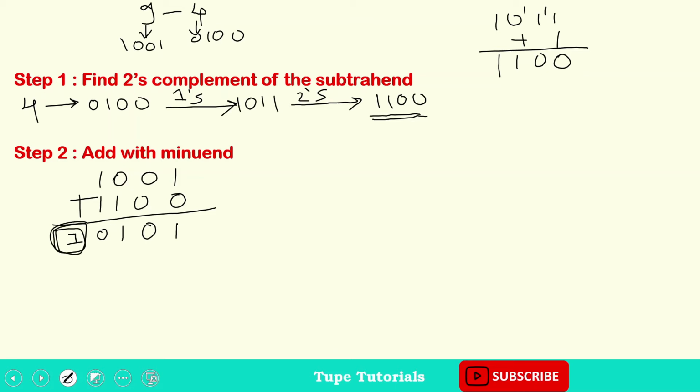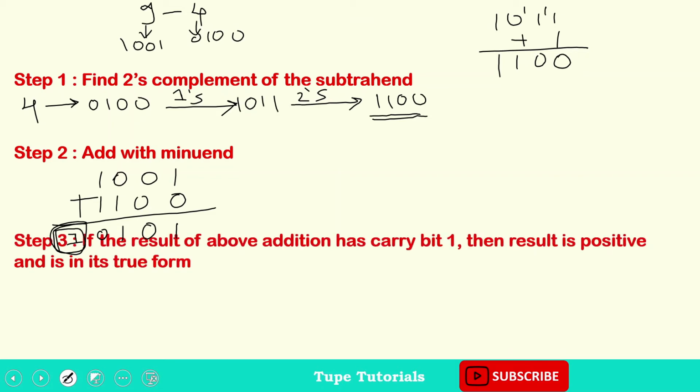In binary subtraction using 1's complement, what did we used to do? We used to add the carry to the result so that we get the answer in its correct form. But when we perform binary subtraction using 2's complement, we don't have to add the carry. We just have to ignore the carry if it is 1, and our result is correct and in positive form. So the answer of 1 0 0 1 minus 0 1 0 0 will be equal to 0 1 0 1, right?